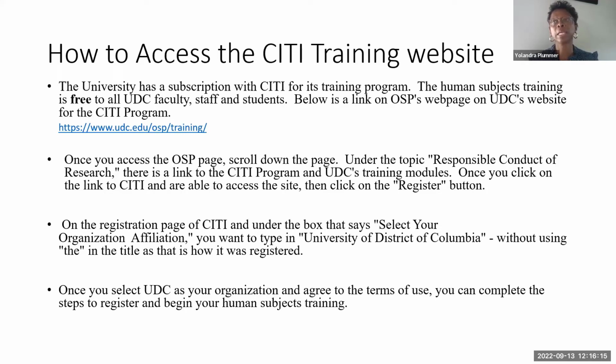Once you click on the link to access the CITI training website, you would follow these directions, and then you would look for the topic, responsible conduct of research. You would also select the University of the District of Columbia. And instead of University of the District of Columbia, it may be listed as University of District of Columbia.